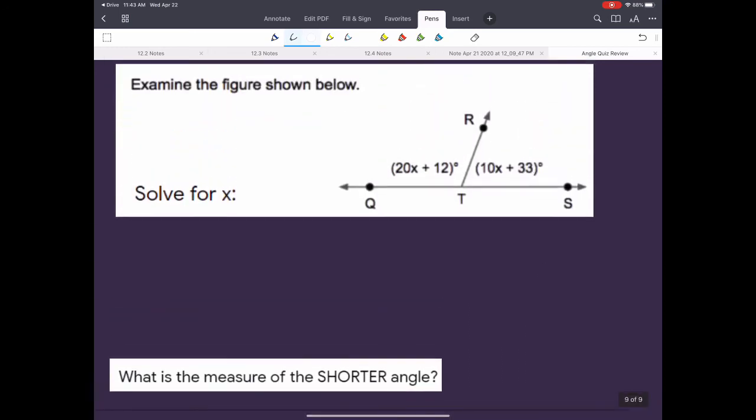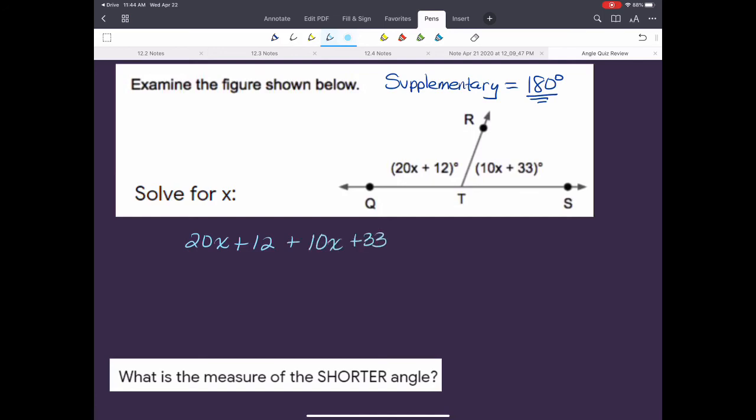And this last one here, same kind of setup, except for the fact that we're dealing with supplementary angles. All right, so they have a sum of 180 degrees. That means 2 or more angles that have a sum of 180 degrees. So the first thing we're going to do is solve for x. So the first expression, 12x plus 12, plus the other angle, which is 10x plus 33. And we're going to set that equal not to 90 this time. We're going to set it equal to 180.